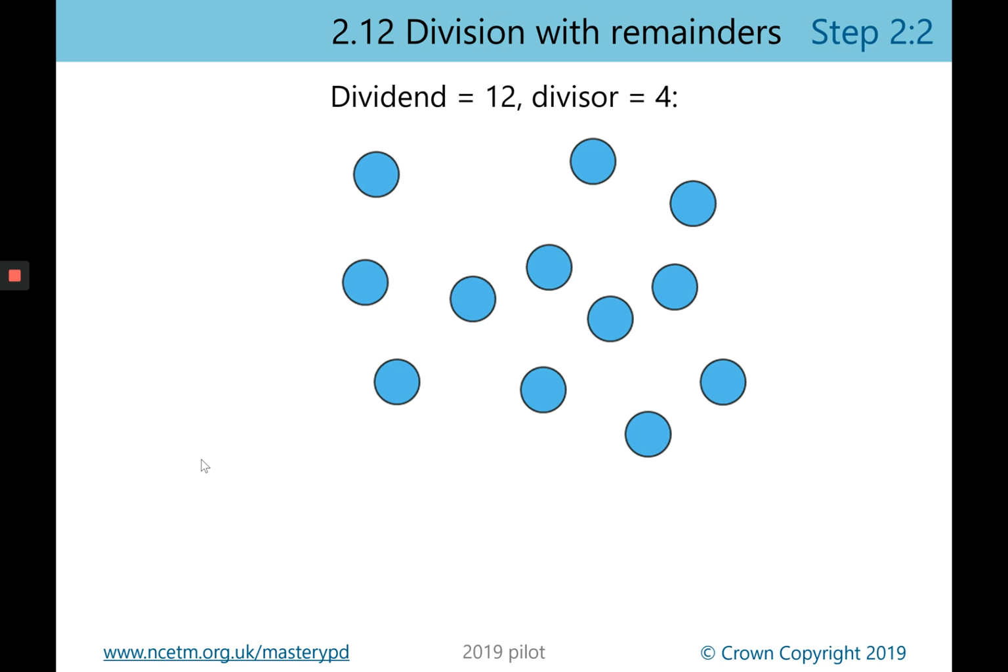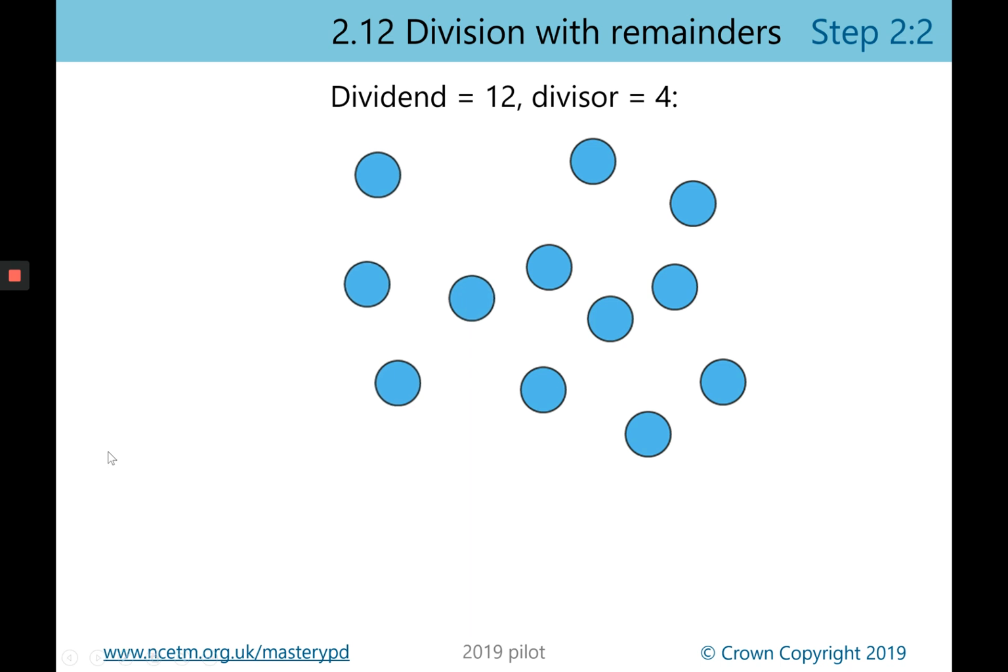Hattie last week was using marbles to help her with division, which is where I got this idea from, to use counters on the screen to help you. So I'm going to do it pictorially today, and then you're going to go off and try and do some work in your Power Maths books. So 12 divided by 4.